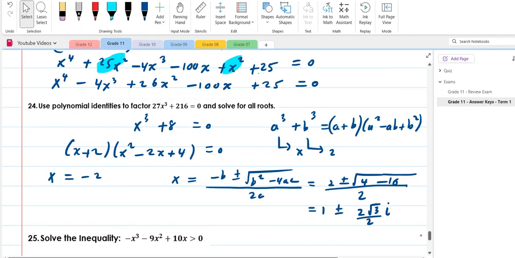Now remember, this part is still being divided by 2, so it's going to be 1 plus minus root 3i. And now we can also check these answers. We have solved for all the roots. One is a real root and the other two are complex.